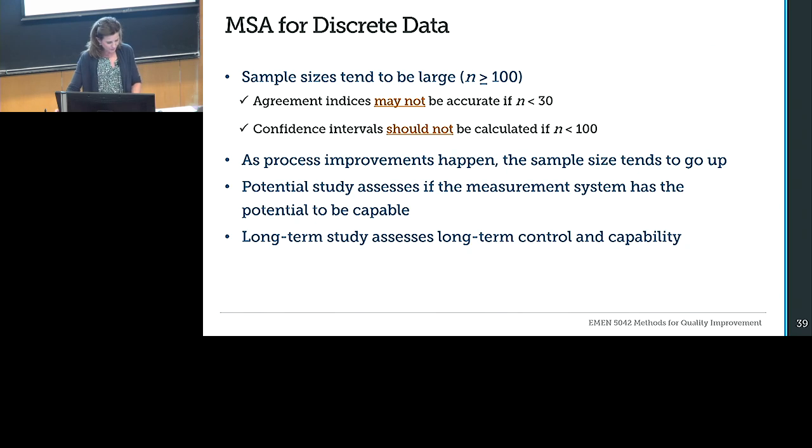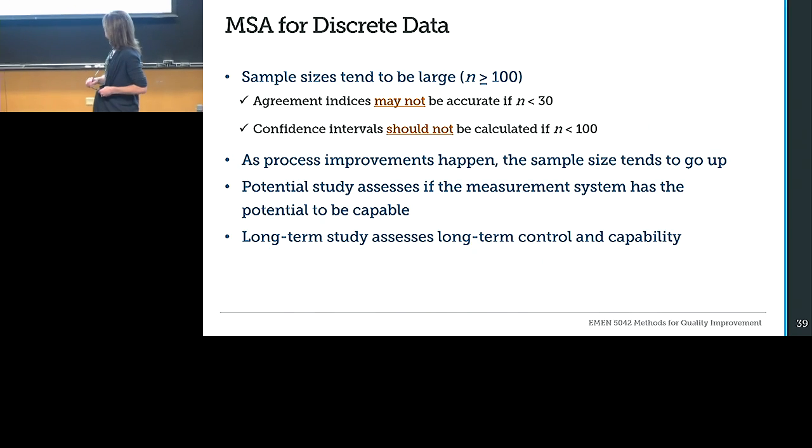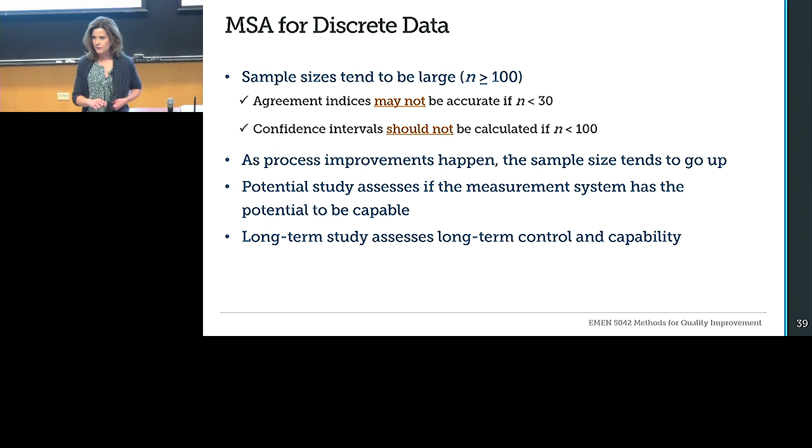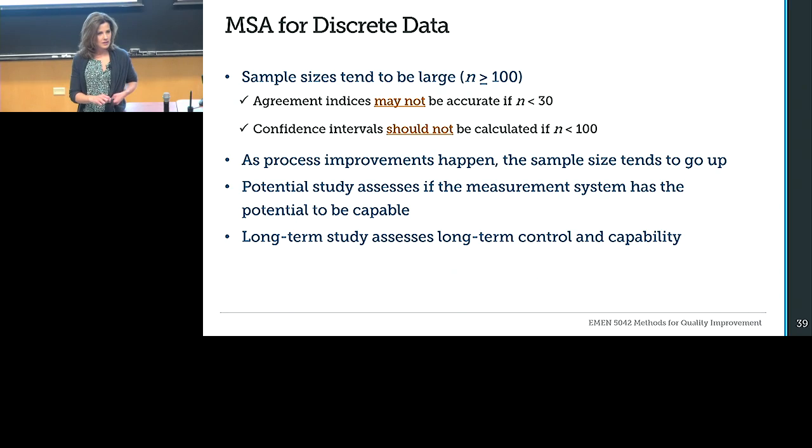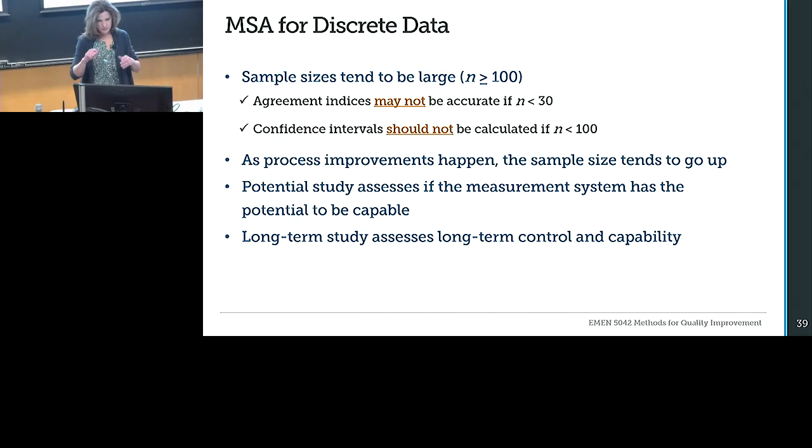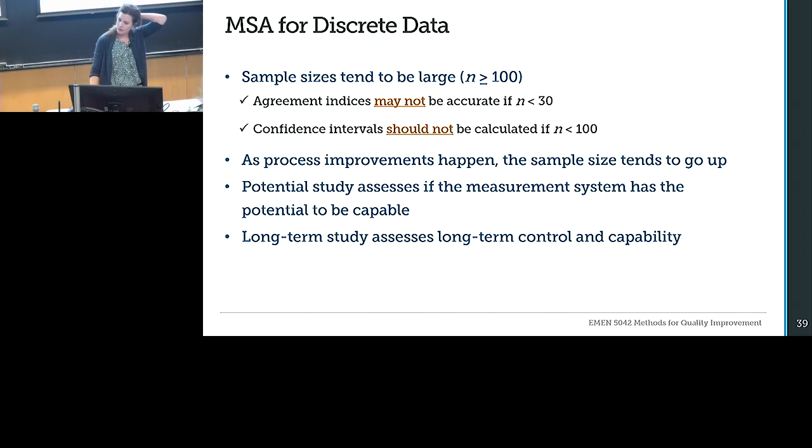studies. Keep in mind that our sample sizes for these types of studies tend to be large, because when you're dealing with discrete data, your sample sizes are always going to be larger anyway, just because of the nature of the data. It's hard to extract information out of discrete data because it doesn't give us as much as variables data, so we have to do more. Sample sizes tend to be large, meaning usually greater than 100. 100 would be the minimum that you would want to have.